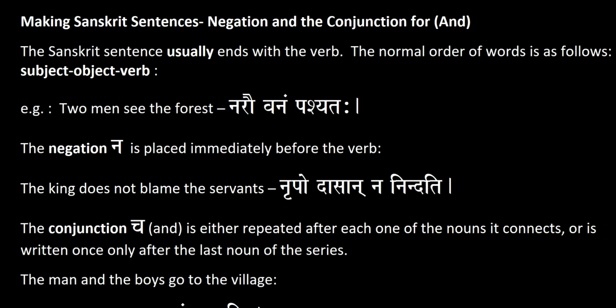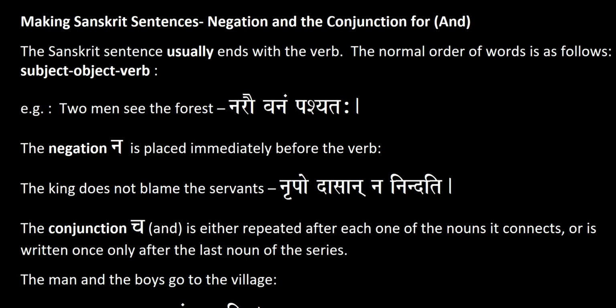The normal order of words is as follows: first the subject, then the object, then the verb. Two men, so for example, two men see the forest, would be narau vanam pashyataha. Narau is two men, the forest is the object, vanam, and pashyataha is the verb, to see. So the negation na is placed immediately before the verb.